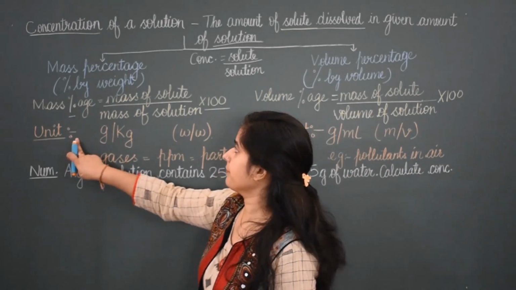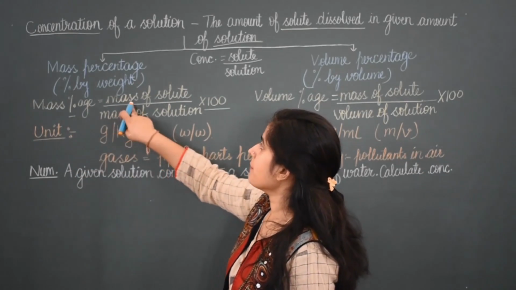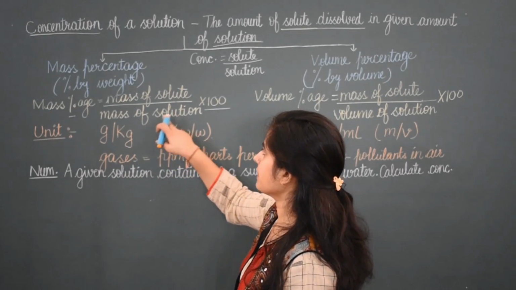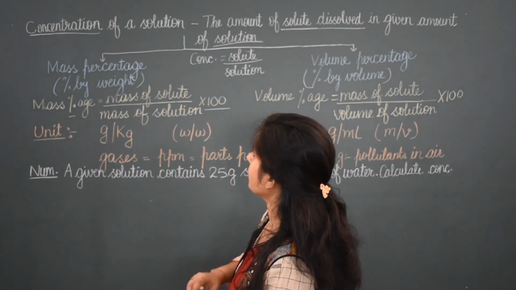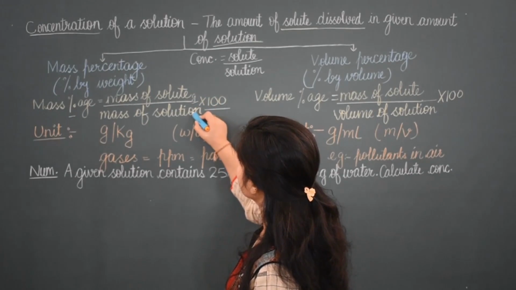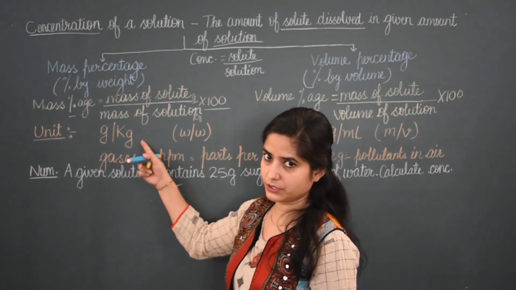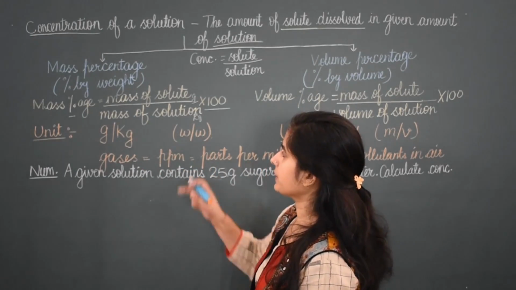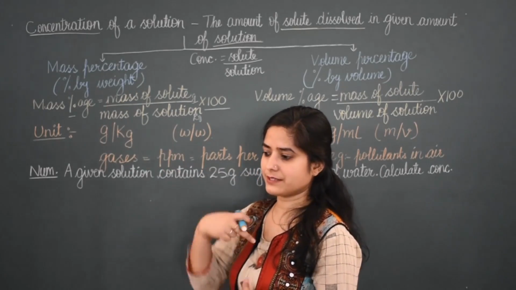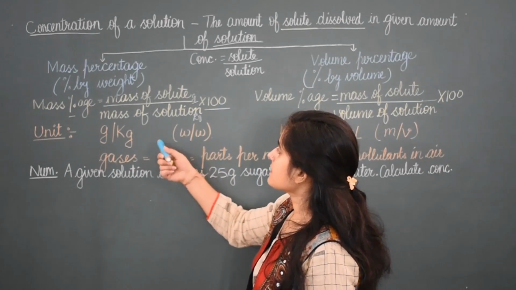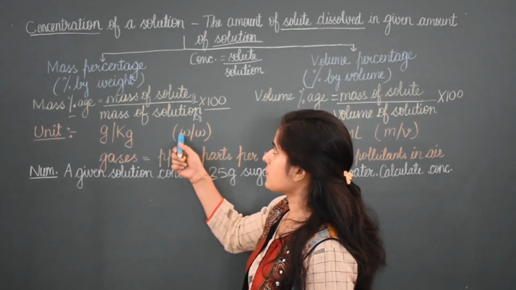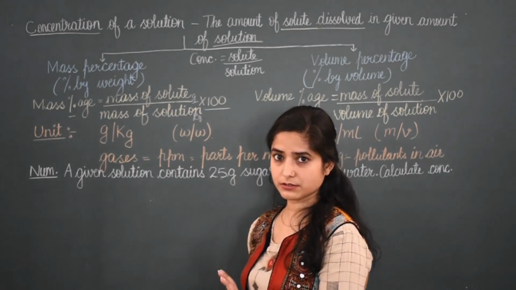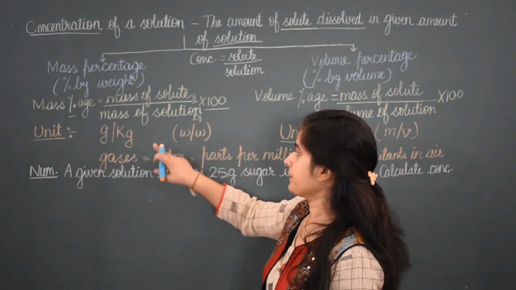Next is the unit. For the unit of mass percentage, mass of solute is measured in gram and mass of solution is measured in kilogram, so it becomes gram per kilogram, and we can also simply put percentage. We can write percentage by mass or percentage by weight. It is weight by weight, meaning the solute is also taken by weight and the solution is also taken by weight. It is written like this on some materials where we find it.